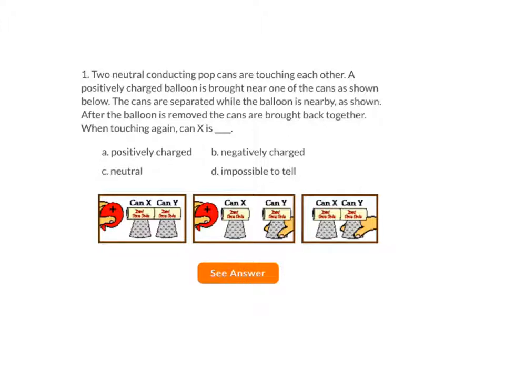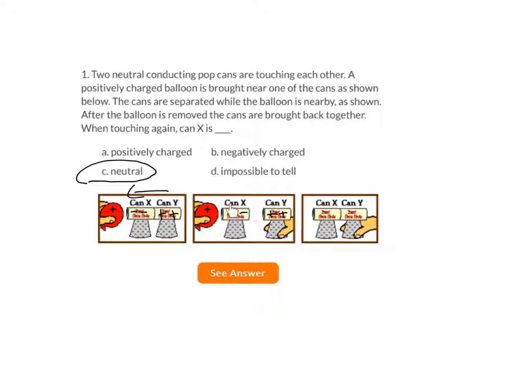All right, so let's see if you got the process down here. The right answer for this one is actually C. So let's talk about this. When the balloon with a positive charge here is brought near to can X, right, the electrons move this way. And so this can gets extra negative charges. This can has positive charges. So here's our negative can and our positive can. And if we left it at this situation, this can would be negative and this can would be positive.